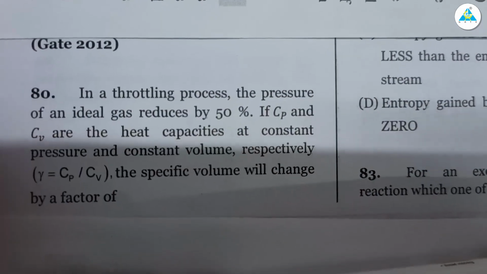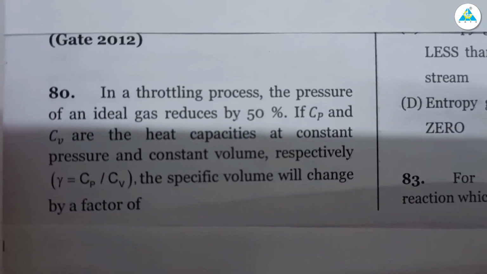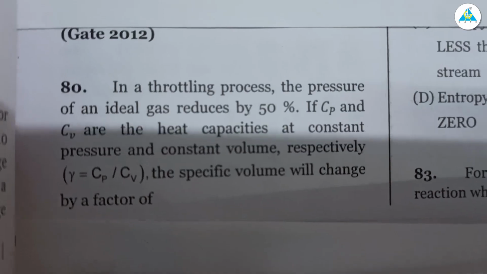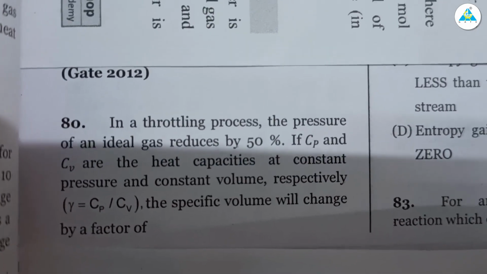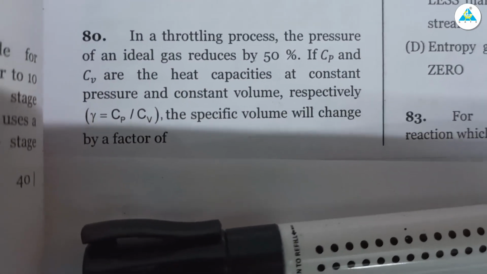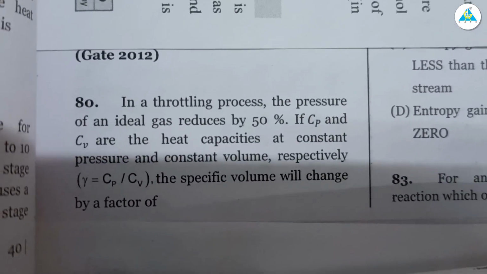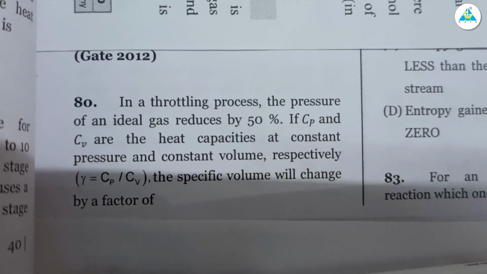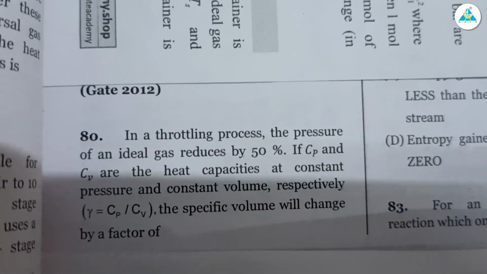So this is a GATE 2012 question. In a throttling process, the pressure of an ideal gas reduces by 50%. Clear? If Cp and Cv are the heat capacities at constant pressure and constant volume, gamma is Cp by Cv, the specific volume will change by a factor of. That is the question. Clear? I hope you understood the question.